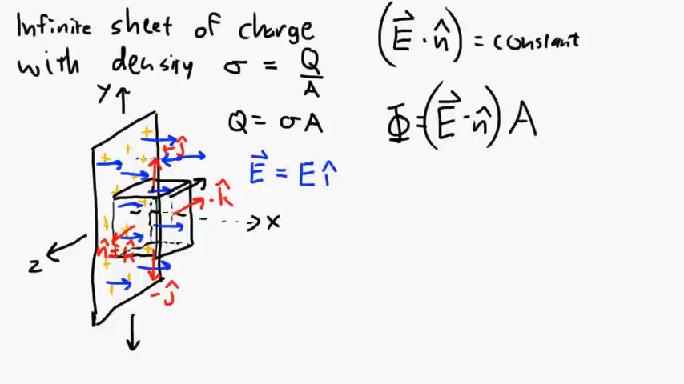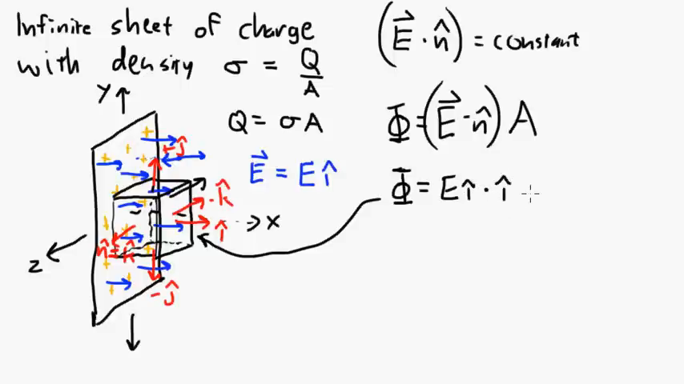So through this top surface then, what is the flux? Well, first of all, the normal vector there is positive i hat. And we know our electric field vector there is E times i hat. So phi for that surface is going to be equal to E i hat dot i hat times A. And since these are both scalars, we can take them out and just say i hat dot i hat is 1. So that's going to equal the electric field at that place times A.